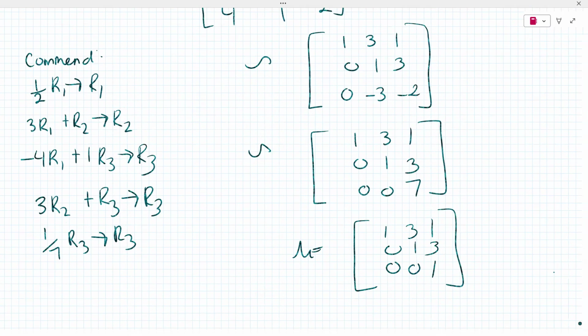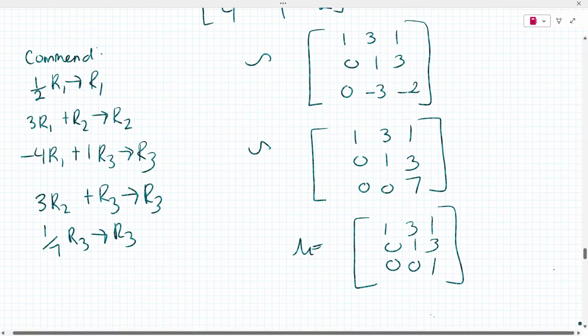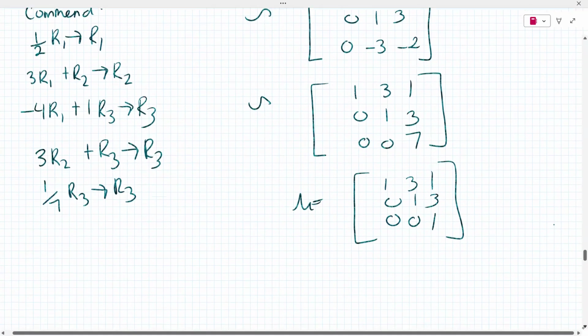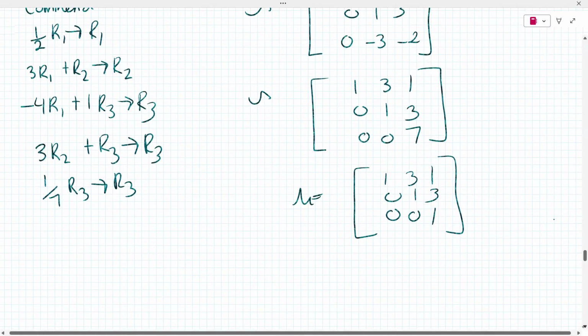Then what you've got to do is step 2, find L. To find L, you reverse the commands. So if you have a fraction, you just take the reciprocal. If it's a positive, it turns to a negative, right?